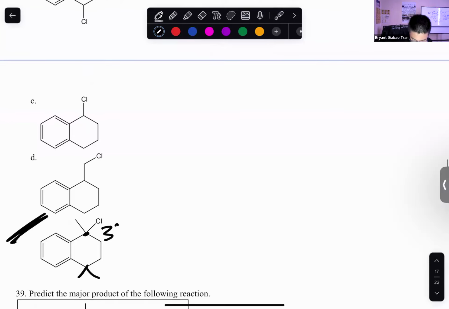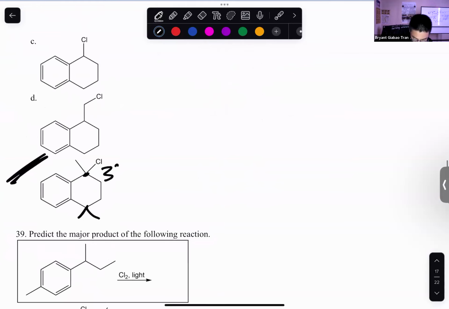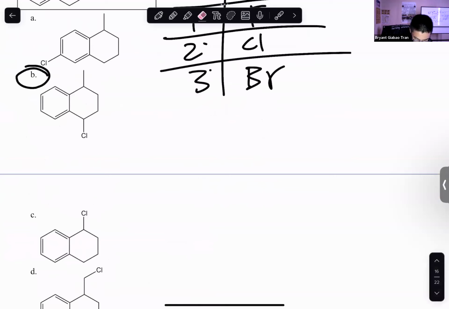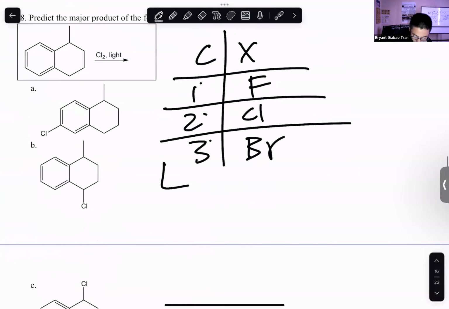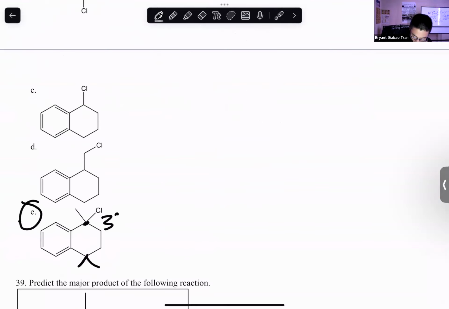Okay, I see why. Yeah, so in this case it would be E, not B, right? This chart here is not always correct. It's what is usually correct because you have symmetry. There's no symmetry here. If you look at the selectivity factor, right?